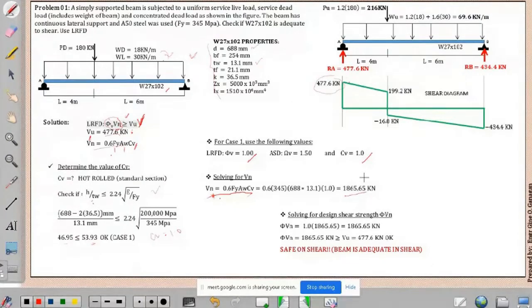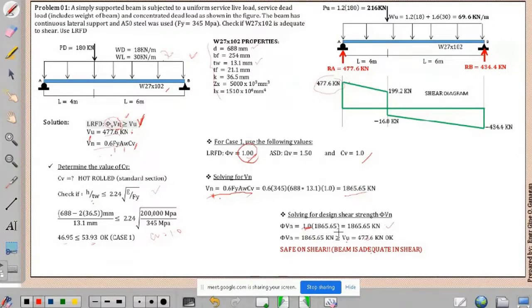So we compare our design shear strength to VU, and the design shear strength is equal to the reduction factor times the nominal shear strength. So when we compare, our design shear strength is equal to 1865.65, because we use phi equal to 1.0 since it falls in case 1. Okay? When we compare that to our VU, our design shear strength is greater than our ultimate shear. So our beam is adequate in shear. So that is problem 1.